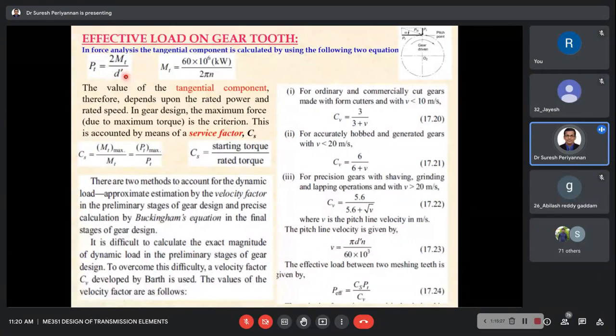This is the information we already discussed: PT is equal to 2 Mt divided by d dash, which may be based on the pitch circle of the gear or the pitch circle of the pinion. Now, from the standard governing equation, P is equal to 2 pi N T divided by 60.